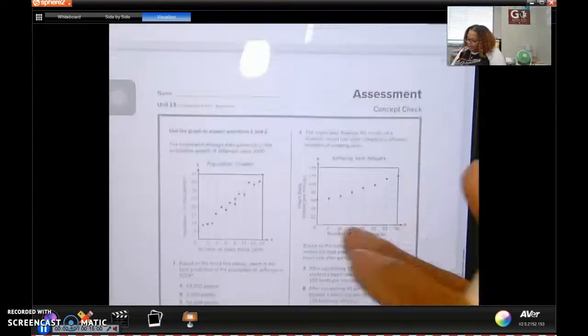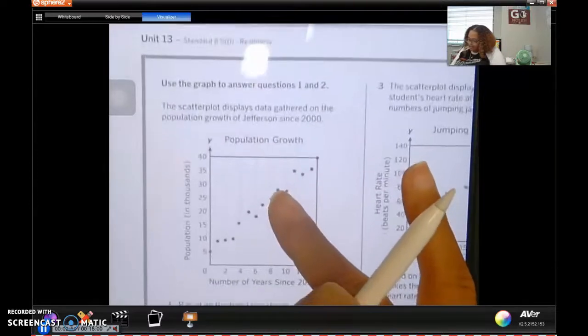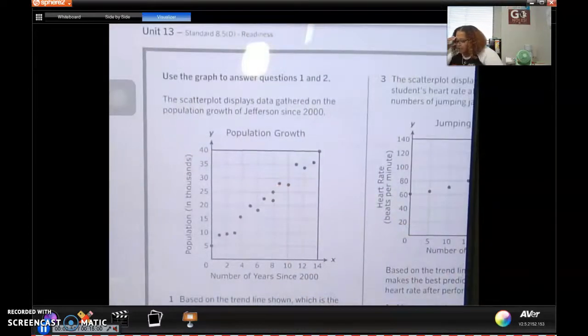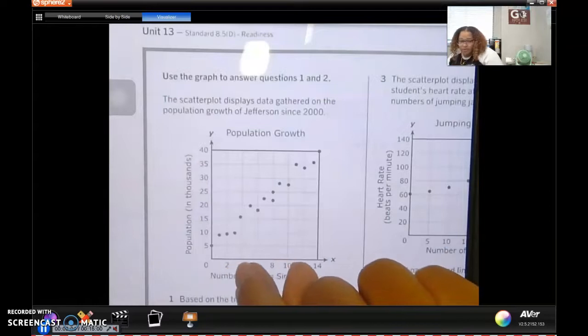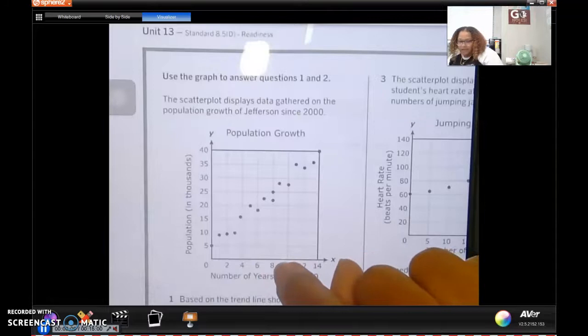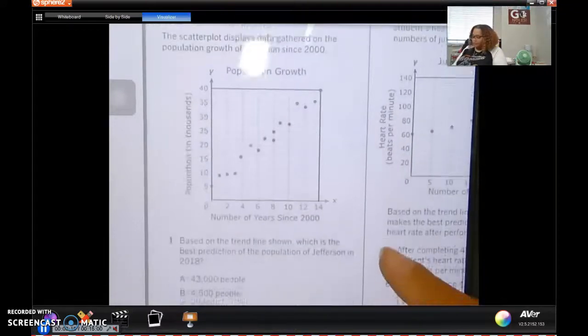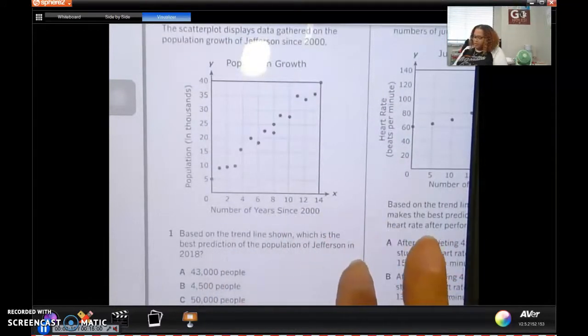All right, looking at number 1 on page 135, it says use the graph to answer questions 1 and 2. This scatter plot displays the data gathered on the population growth of Jefferson since 2000. So this is 2002, this is 2004, this is 2006, this is 2008, this is 2010, 2012, 2014. This stops at 2014. So it says, based on the trend line shown, which is the best prediction of the population of Jefferson in 2018?